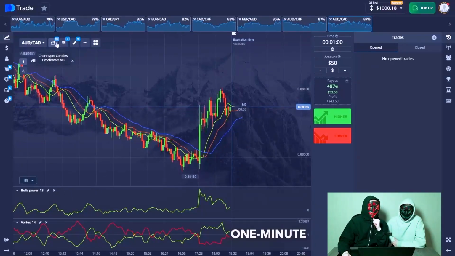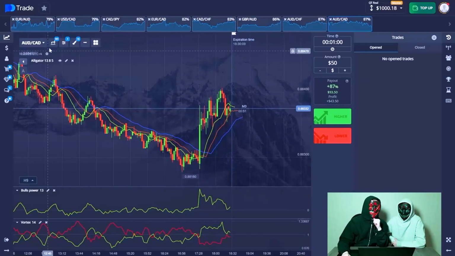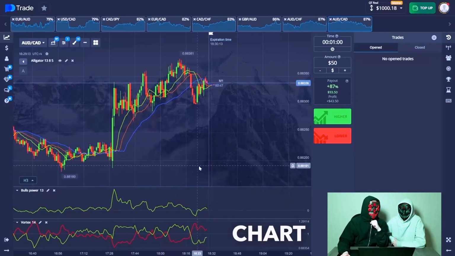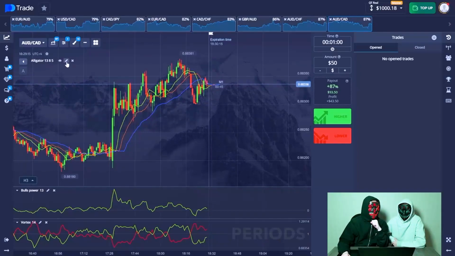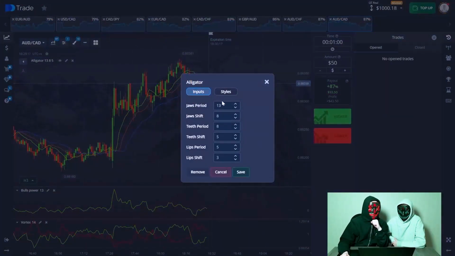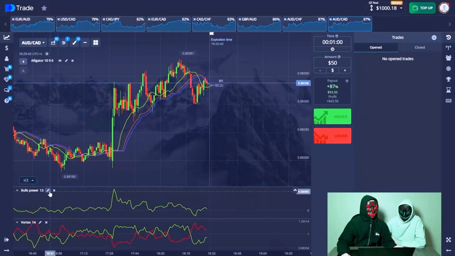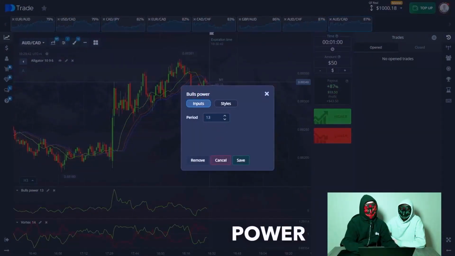We'll trade on a 1-minute time frame. Immediately switch our candlesticks to a 1-minute chart. Take the pencil and change the periods here. Let's put 4 periods, 6 periods, 7, 9, 8 and 10 from the end. We'll also set up the Bull's Power for period 11.